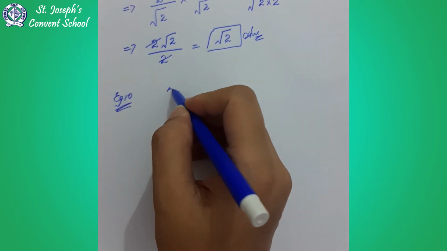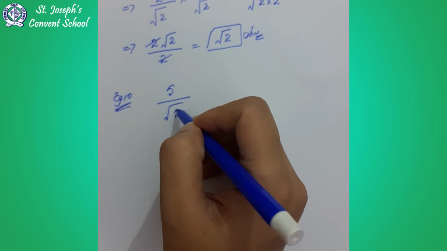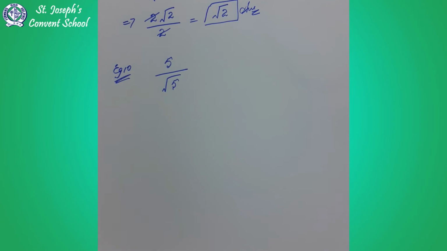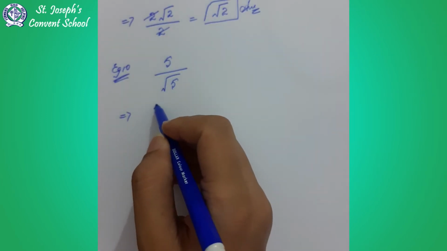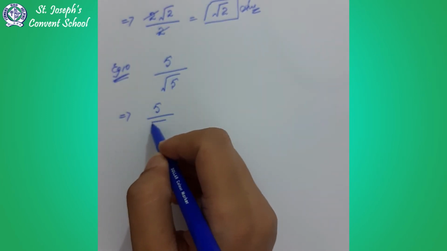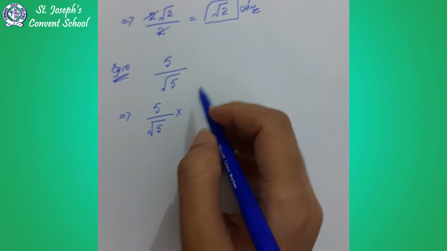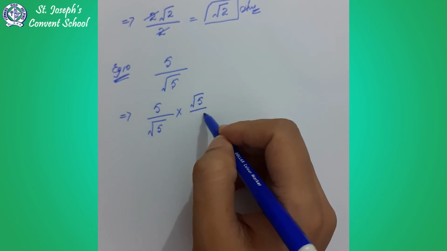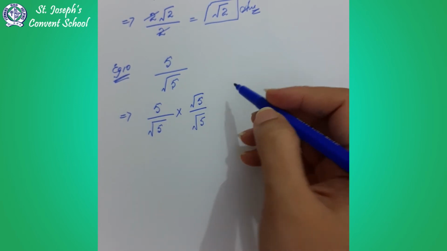Suppose the question is 5 upon under root 5. Same way, you can see the numbers are the same, both are 5, but the denominator is with a root sign. So how do we solve it? Whenever the root is only on the denominator, multiply and divide by this root, under root 5 upon under root 5. This is the rule, okay? Multiply and divide by the root.